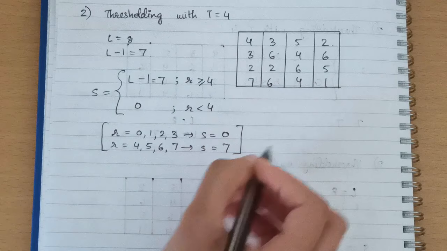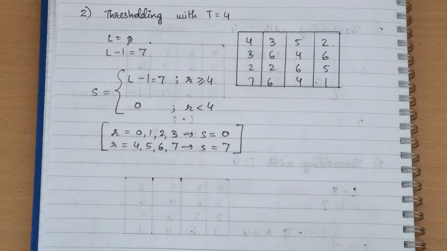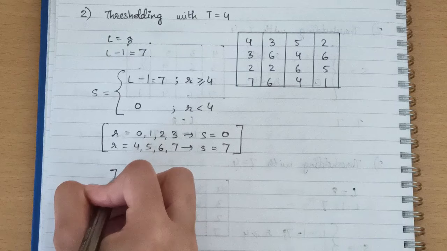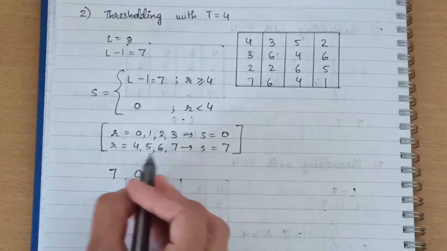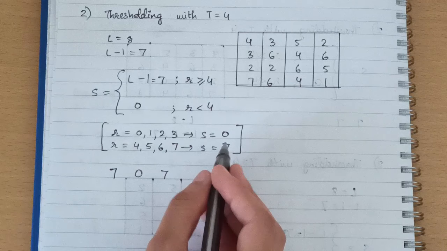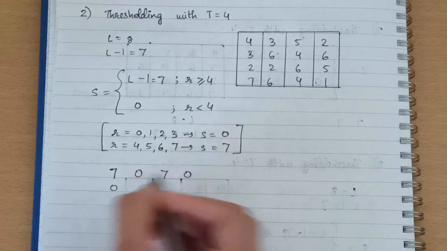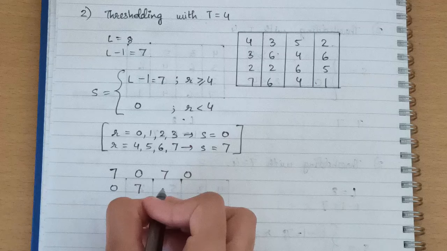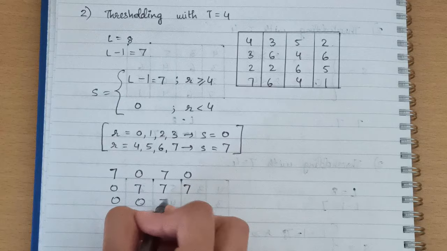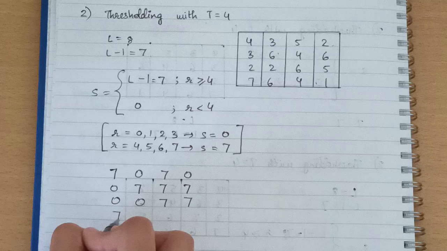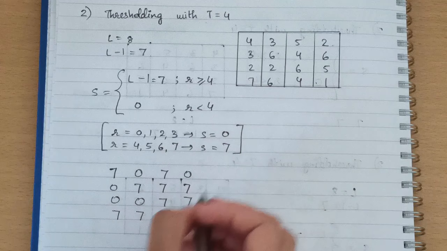Now based on this, if we have to get the output, we can write it as, suppose 4, for 4 value it will be 7, so we write 7. For the next pixel 3, it will be 0. Okay, for 5, 5 is again greater than 4, so we write 7. 2, 2 is less than 4, we write 0. So similarly, we can fill up all the rest of the values. 6 would be 7. For 4, it would be 7. 6, 7. For 2, it would be 0. Again, 0. 7, 5, 7, 7, 7, 7, and 0. Okay, so this is our output image after thresholding.